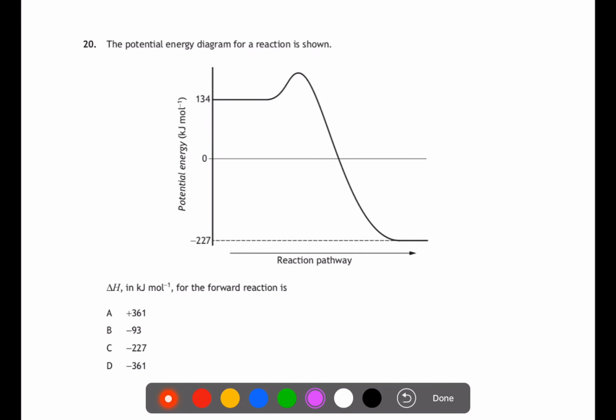Question 20. The potential energy diagram for a reaction is shown below. The delta H for the forward reaction is what? So delta H is the products minus the reactants. So here our products is negative 227 minus the reactants, which is 134. So the answer will be D, negative 361.